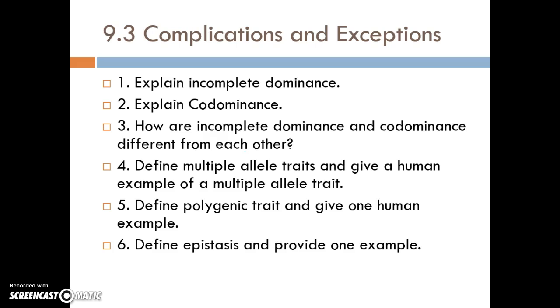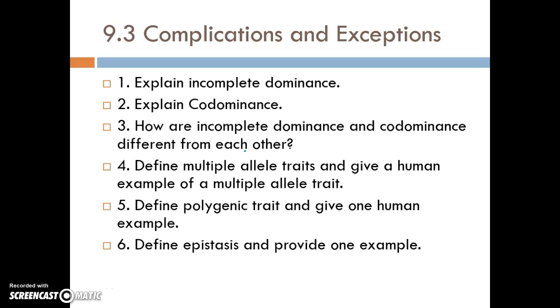Okay, number 3, how are incomplete dominance and codominance different from each other? Kind of mentioned that already, but just make sure we go back over it. Incomplete dominance is a blending of the traits. Codominance, they both show up equally. In class, for the codominants, we use the roan example, the roan hair color for horses. It's red and white hairs showing up in the horse in equal amounts.